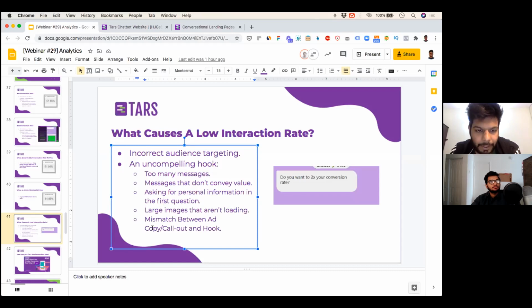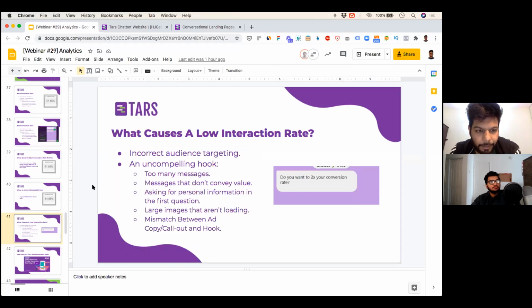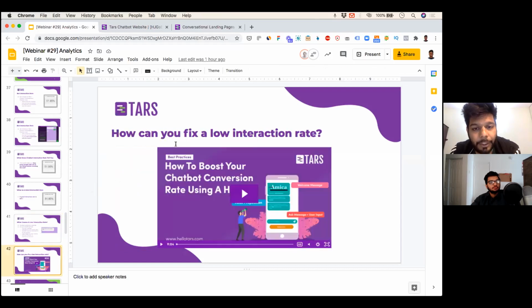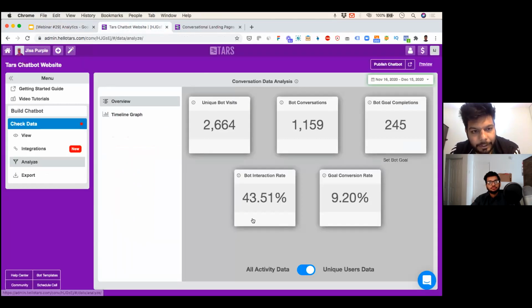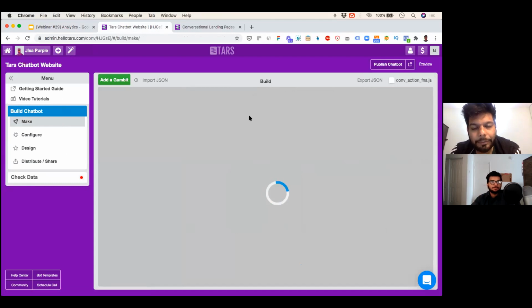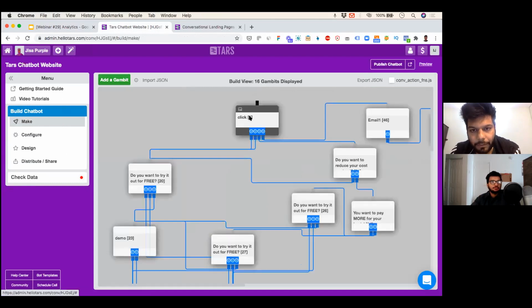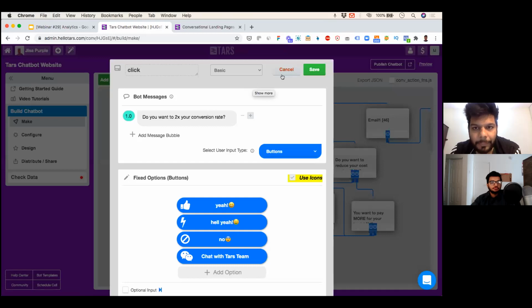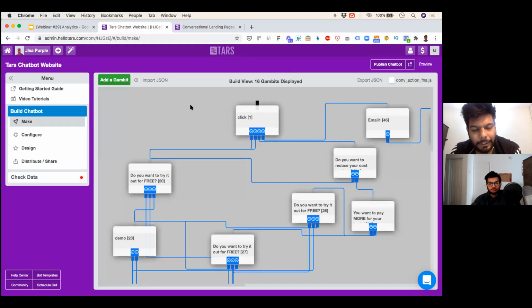Again, multiple reasons. We even have an entire video on how you can fix your interaction rate, and it talks a lot about the reasons why it happens and how you can fix it as well. But to be very concise, if your interaction rate is low, you need to go back and first look at the first gambit in your conversation flow. Something is wrong here, so go back and fix your interaction rate.